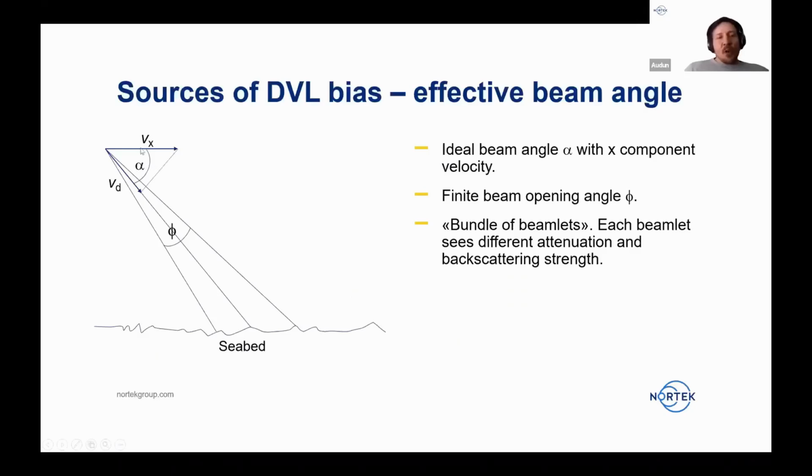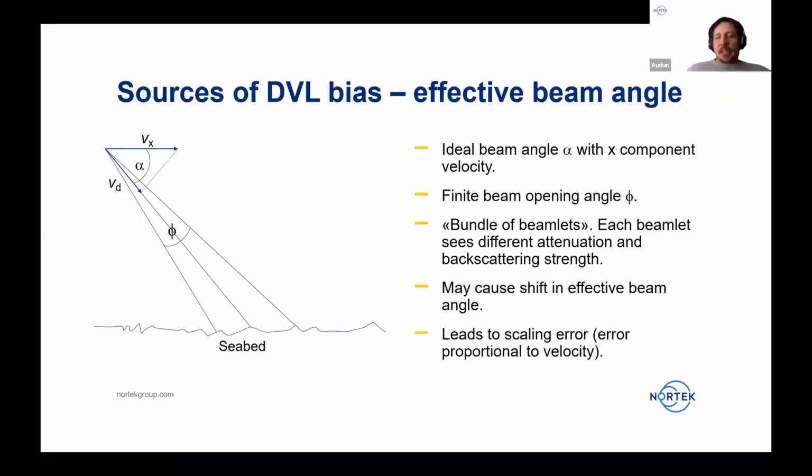So if I don't know exactly what this angle is, when I try to use my simple trigonometry to get back to this x component here, let's say I divide by the wrong cosine of the wrong angle, I'll get a scaling error. So that's one cause of biases, and this is one that we should focus the most on. And so yeah, it leads to a scaling error. So the error will be proportional to the actual velocity, but off by a factor.